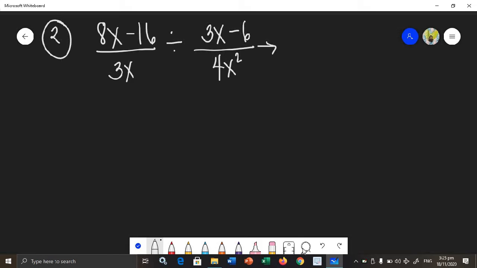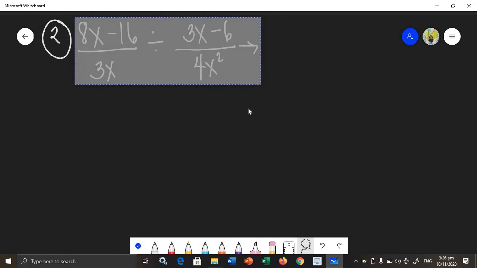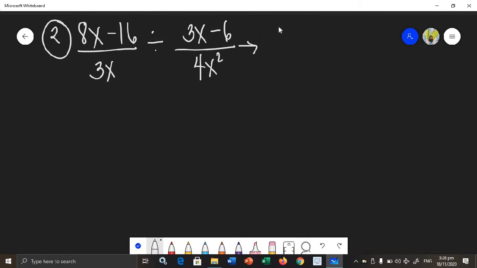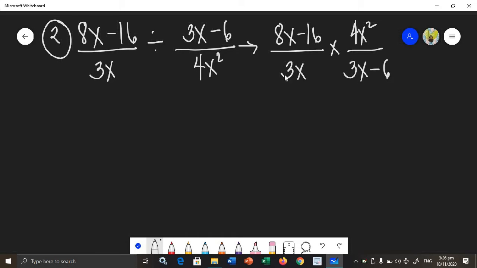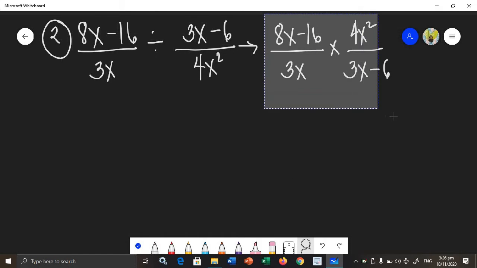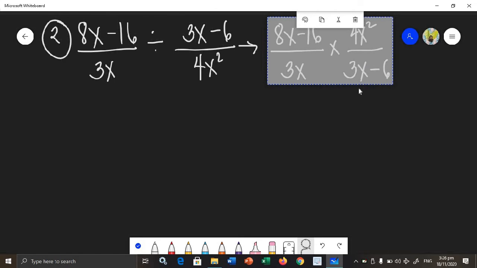So I'm going to rewrite the given. Now we have 8x minus 16 over 3x, and we change the operation to multiplication, and then get the reciprocal of the divisor, so it becomes 4x squared over 3x minus 6. Now this given is what we are going to use to find the quotient of example number 2.